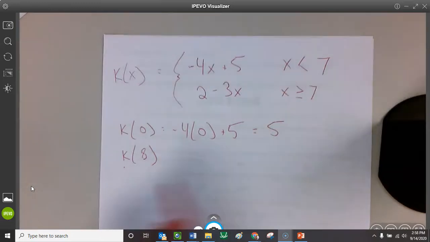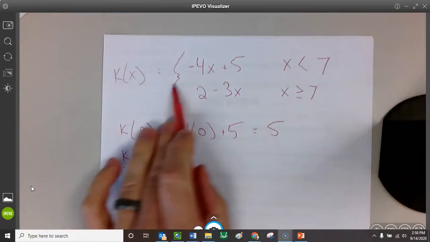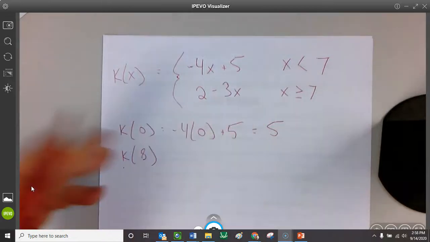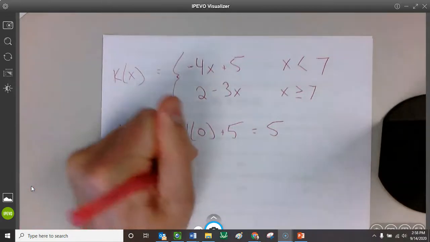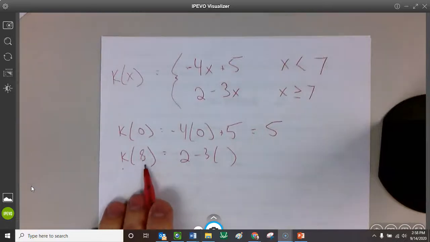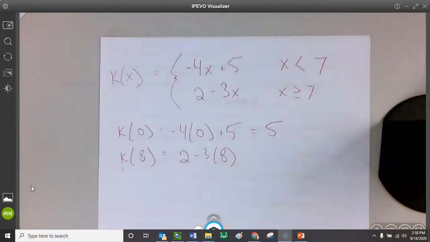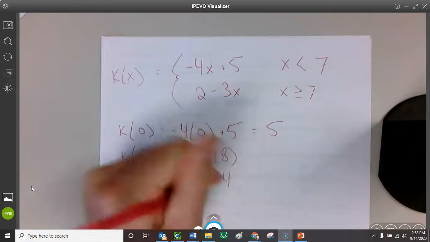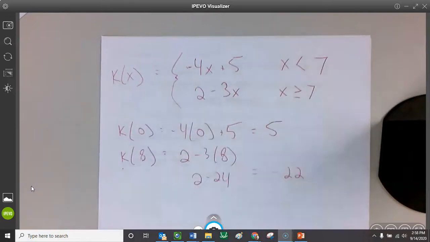Next one, k of 8. Greater than or equal to 7, use this one. This is definitely greater than 7, so I'm going to use this equation, this piece of my function. 2 minus 3, set of parentheses. In those parentheses goes whatever I'm plugging in. 8. 3 times 8, 24. 2 minus 24 equals negative 22. And we're dancing. We're evaluating piecewise functions from an equation.